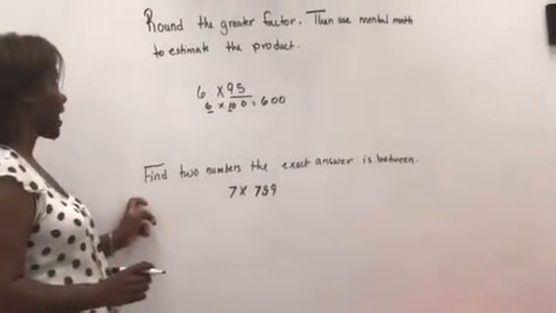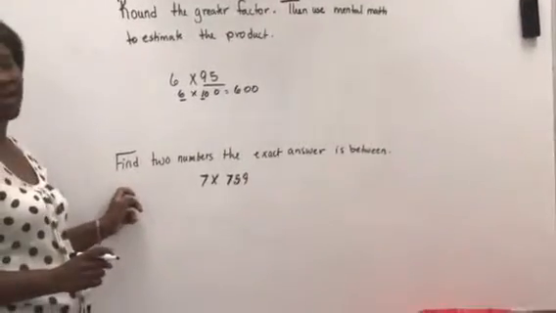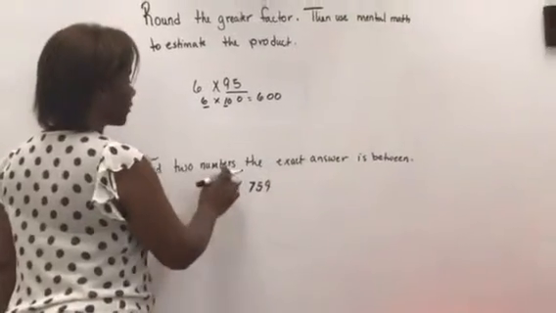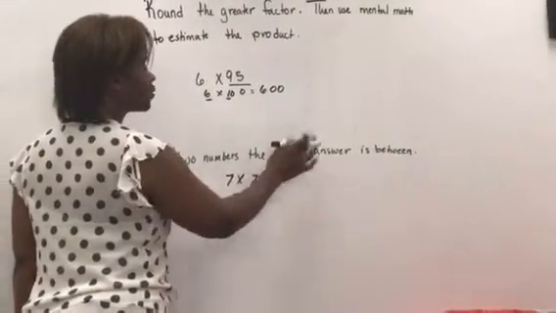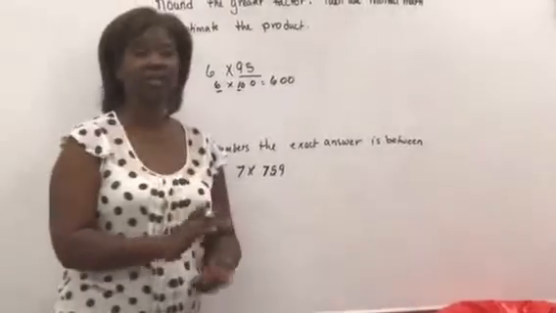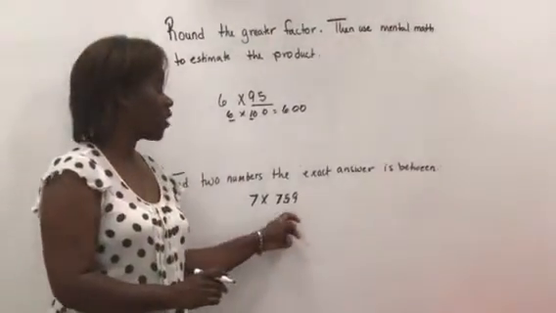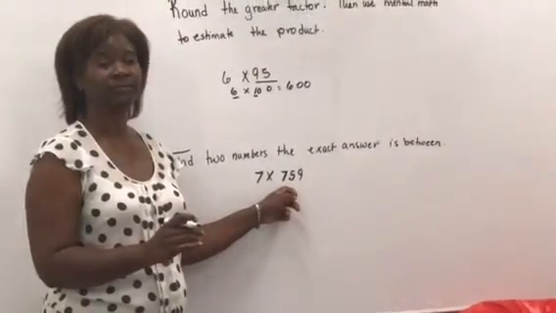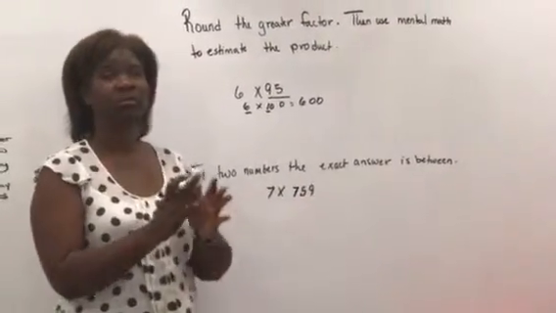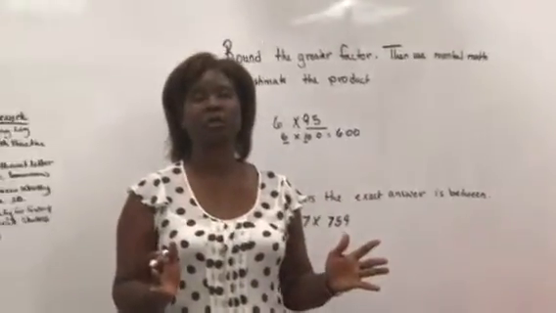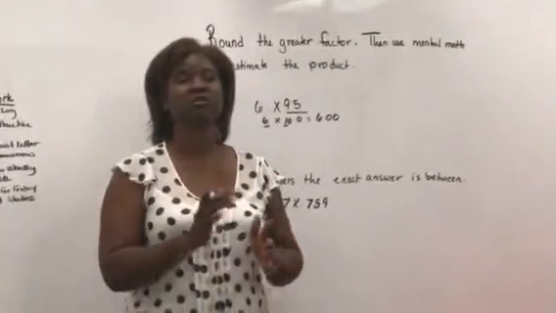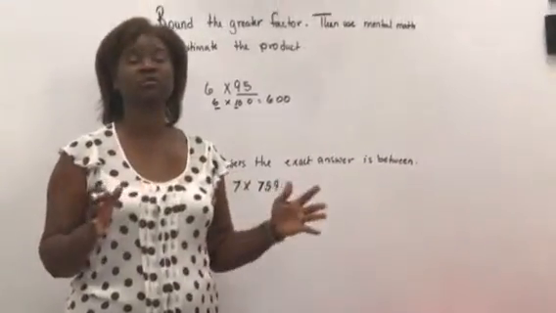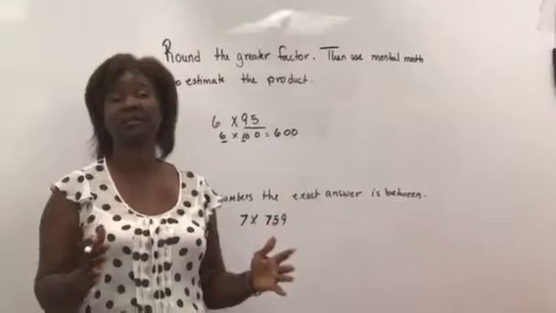Now we're going to take a look at the second way that we can find products through estimation. You're going to find two numbers the exact answer is between. The way you're going to do that is you're going to say, what two hundreds is this 759 between? In other words, we're going to look on our number line and say, what two hundreds in this particular case? If we're dealing with tens, what's two tens? If we're dealing with thousands, same concept.